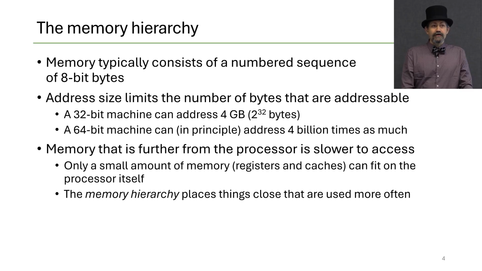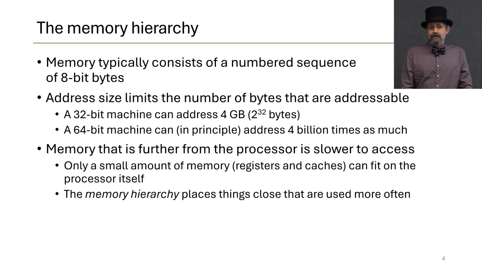Looking at the memory hierarchy, memory typically consists of a numbered sequence of 8-bit bytes. The address size limits the number of bytes that are addressable on a given machine. For example, a 32-bit machine can access 4 gigabytes of memory, or 2 to the 32 bytes. A 64-bit machine, on the other hand, can in principle address 4 billion times as much. Now that's more storage than has ever been created in the world. So it's more than we actually need, but it's nice to know we can access as much as we want.